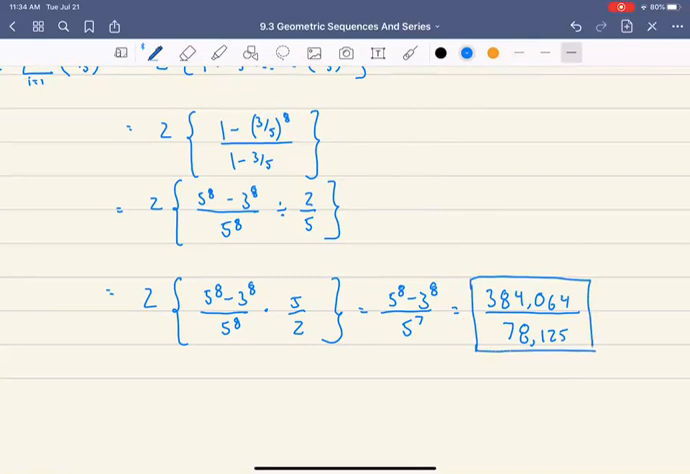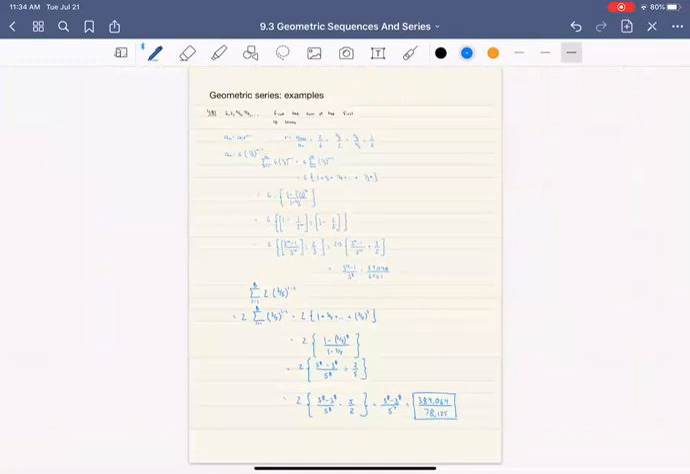All right. We'll go on to the next page. We'll start doing infinite geometric series. Ooh, don't be scared.